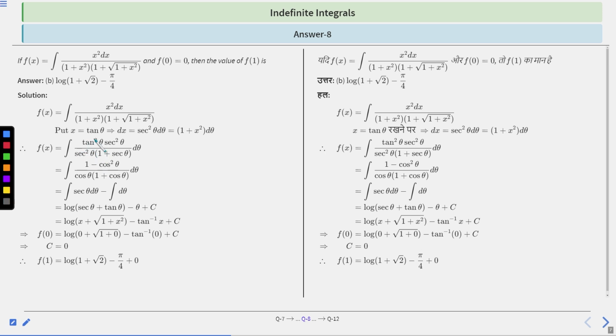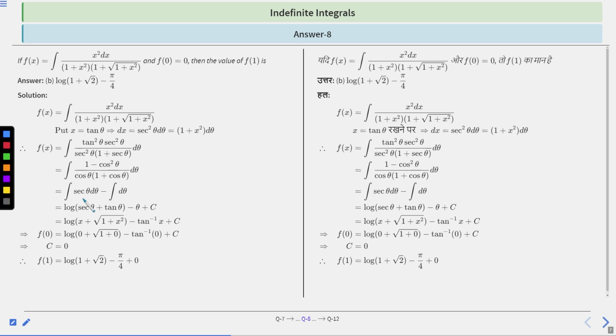Now tan square theta you can write as sin square theta upon cos square theta, and sec theta you can write as 1 upon cos theta. So after adjusting you will get sin square theta upon cos theta into (1 plus cos theta). And sin square theta we can write as 1 minus cos square theta, right?